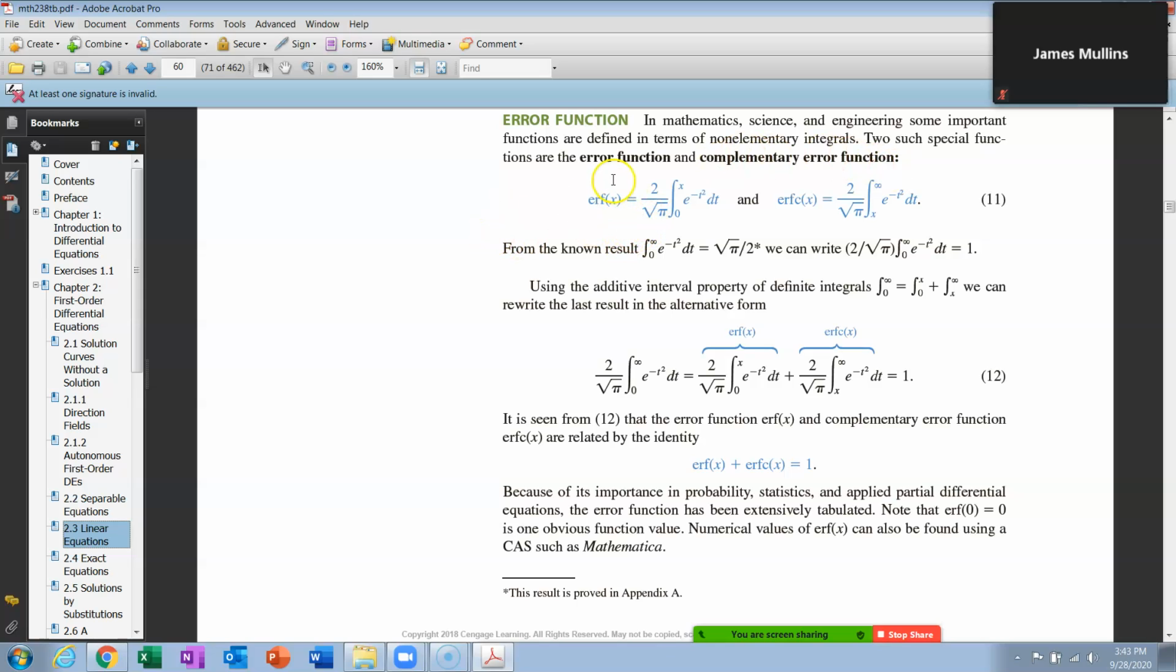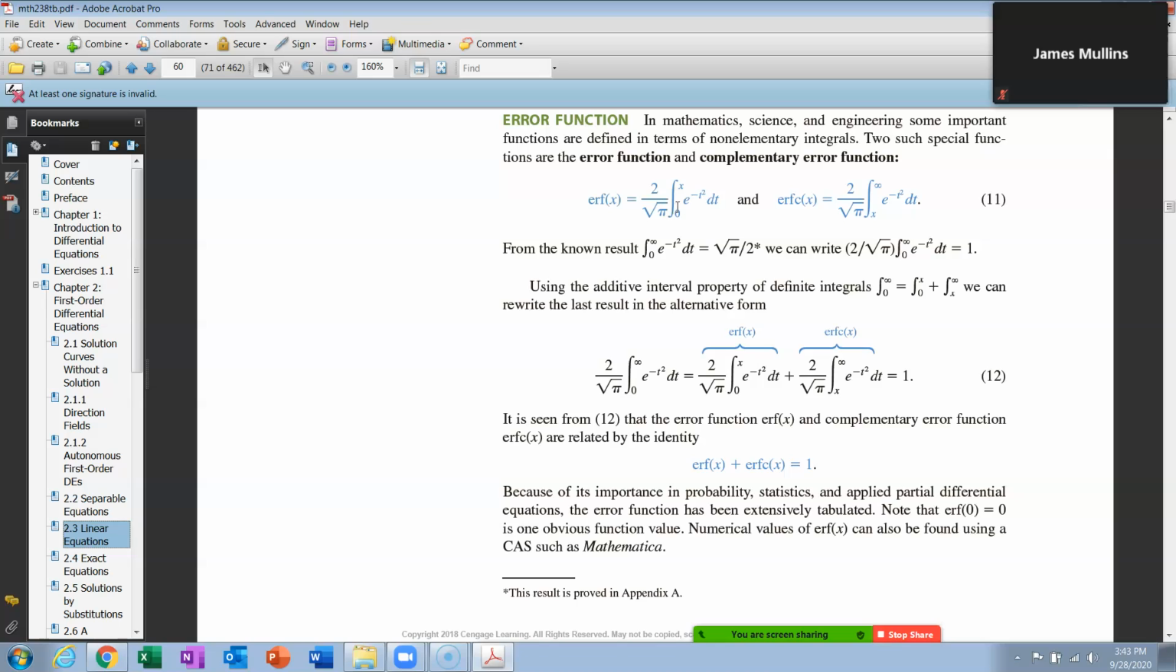The error function is this weird thing, 2 over root pi, which pi itself is an irrational number. Root pi is going to be a more irrational number if you could get that, times the integral from 0 to x of e to the minus t squared dt. Remember, that is not an integral we can integrate.